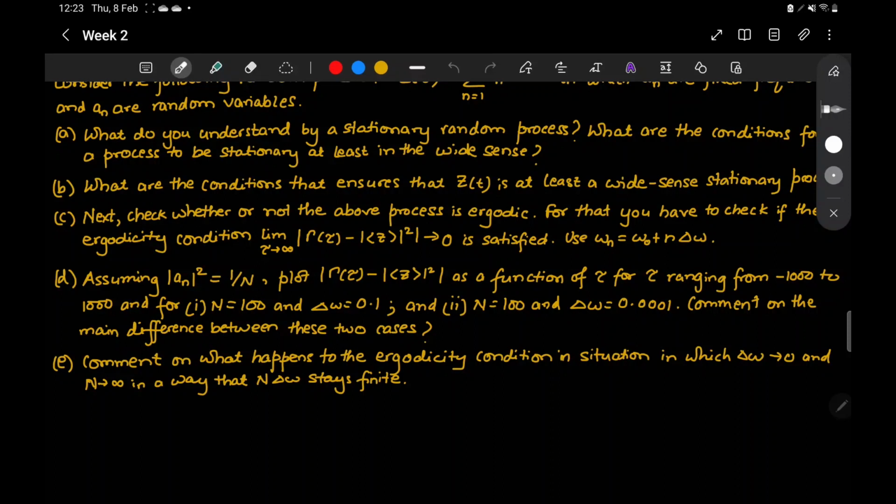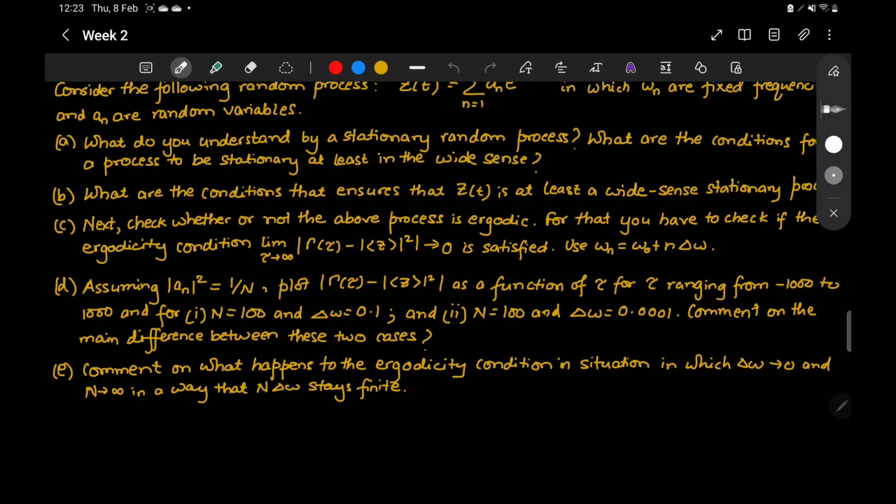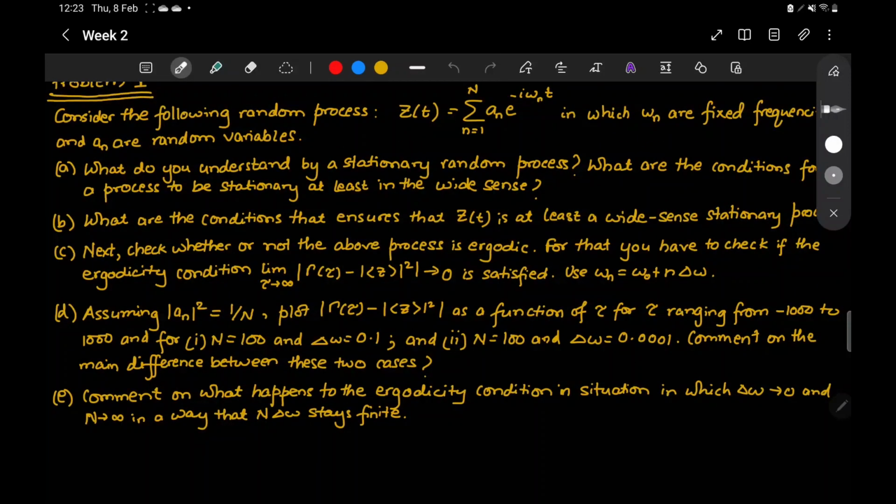So in this, as you can see, part D is about plotting the function which is required in testing the ergodicity condition. And for plotting, we will be using Mathematica simulations. So for that, we will head over to the Mathematica environment. And all the other questions are pen and paper derivation questions, so we will do that.